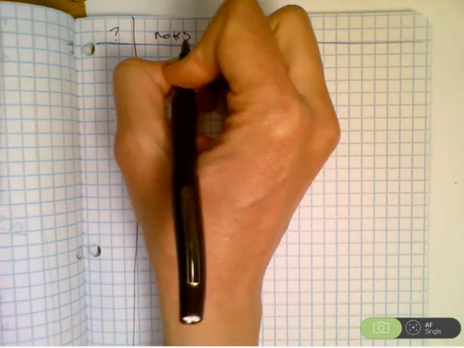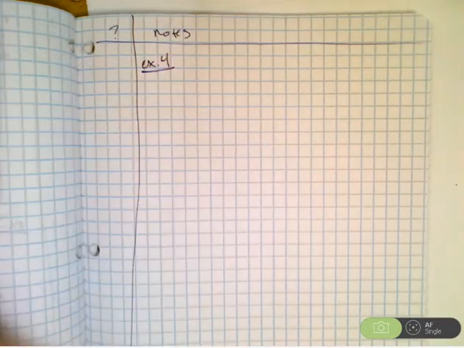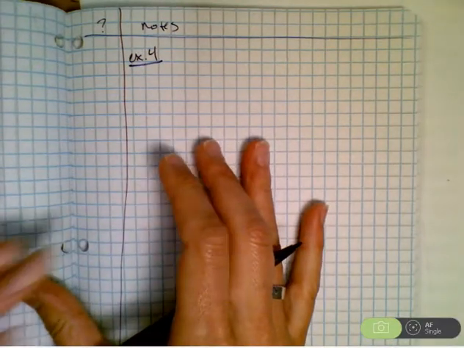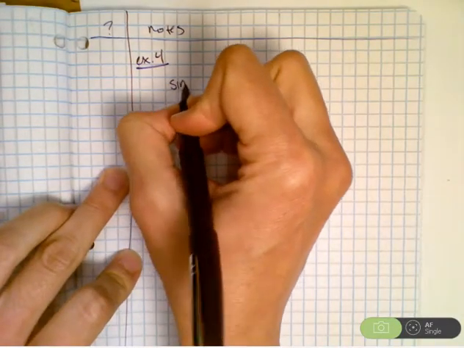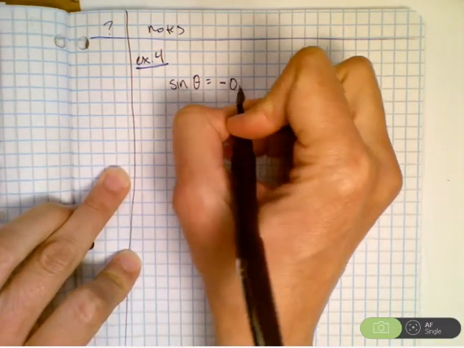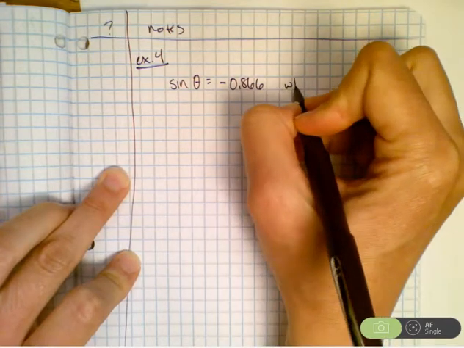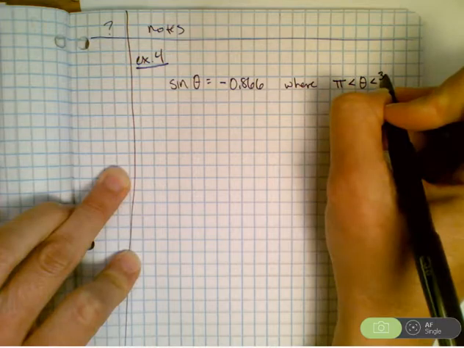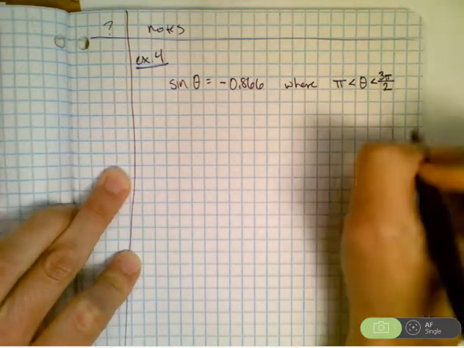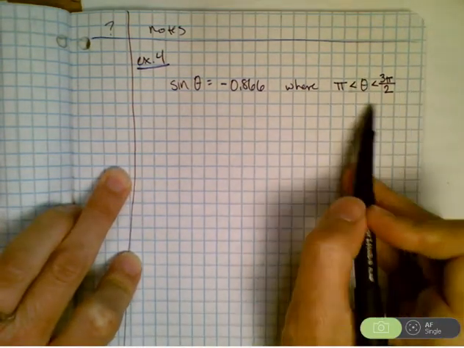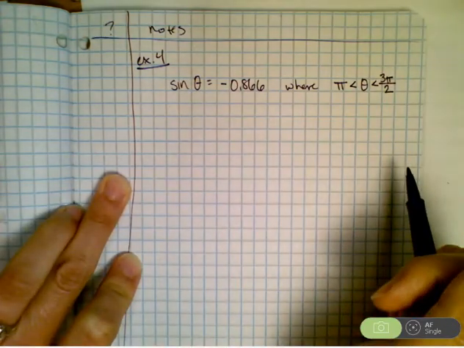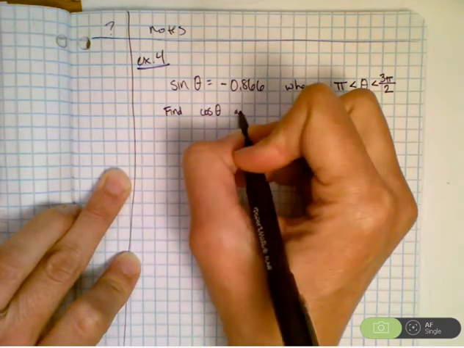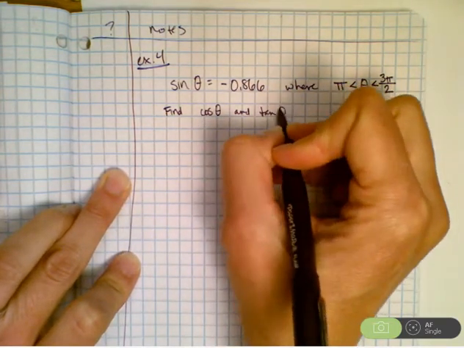Questions, notes, example 4, and this will probably be the last example for today, because I think then you'll be able to get the hang of it enough to try it in class. So sine of theta equals negative 0.866, where theta is between pi and 3 pi over 2. We'll leave that part alone for now. We'll come back to that at the end. What we want to do here is find cosine theta and tangent of theta.